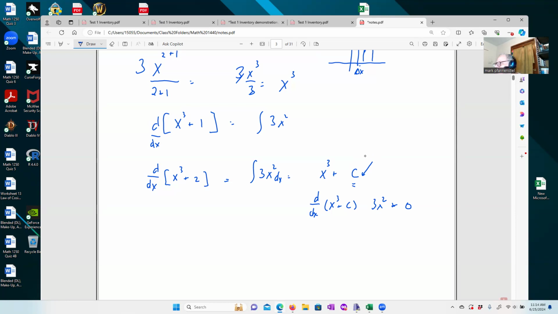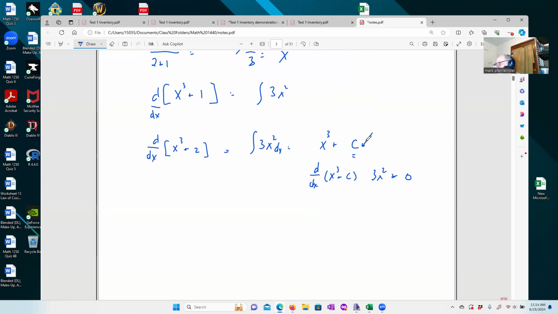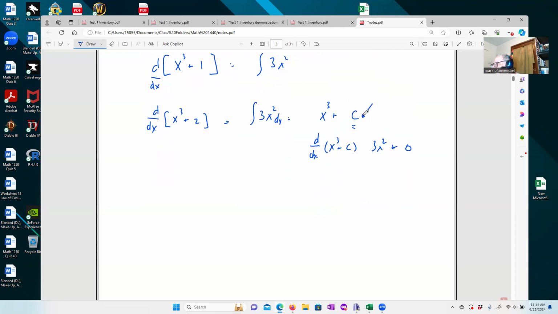If you don't do that, that's like an automatic 2-point deduction. So don't forget your plus C's. It'll very easily turn an A paper into a C paper, or an E paper. So you always want to remember your plus C for your indefinite integrals.